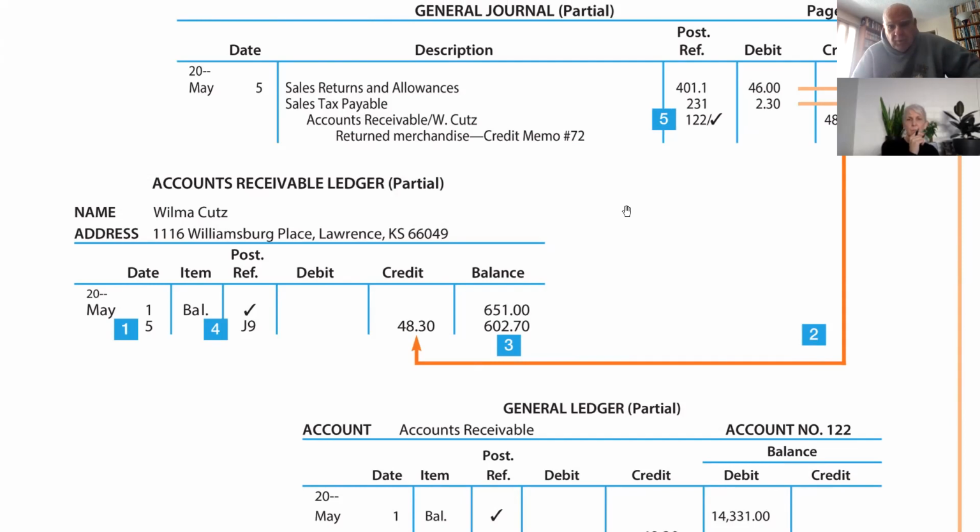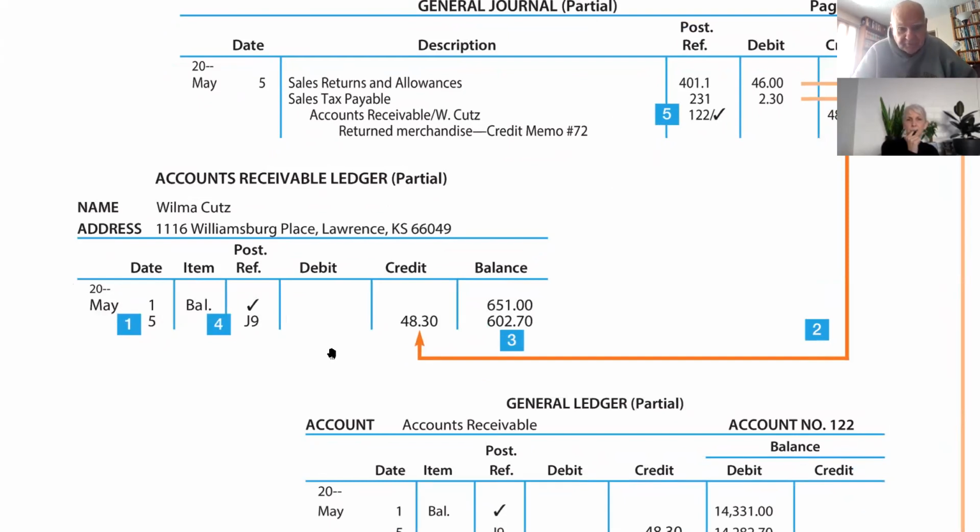So what we did for Willie here in the general ledger, we do in the subsidiary ledger. So take a look at this guy. Before he bought this $48.30, how much did he owe us, Lori?